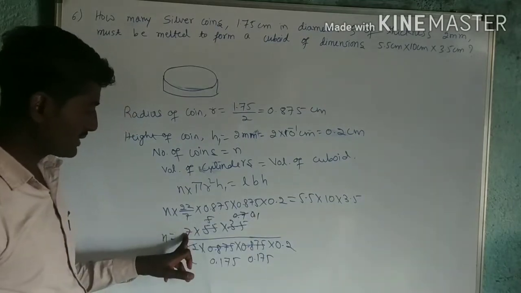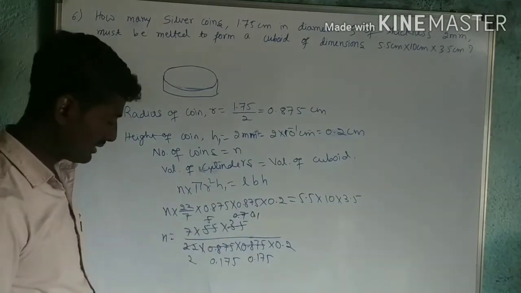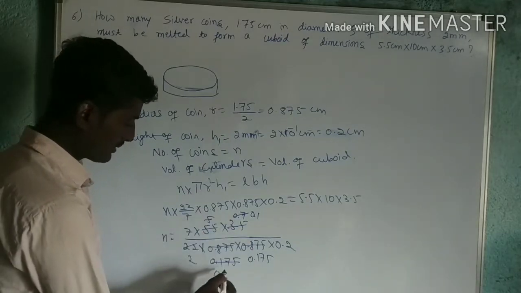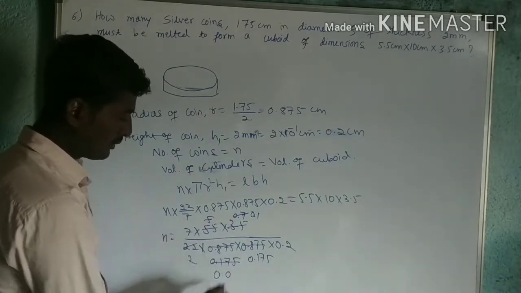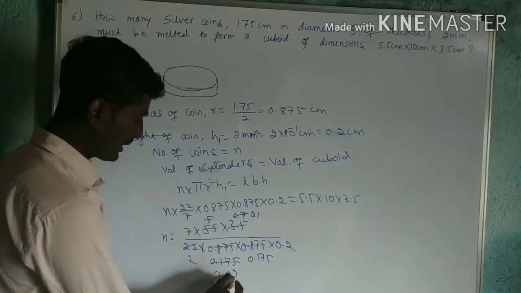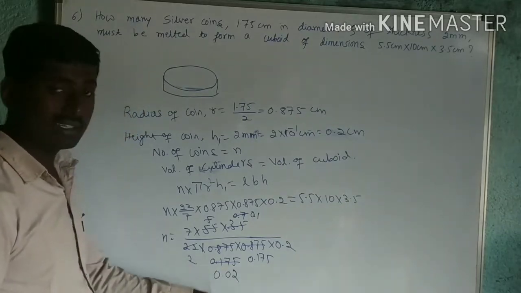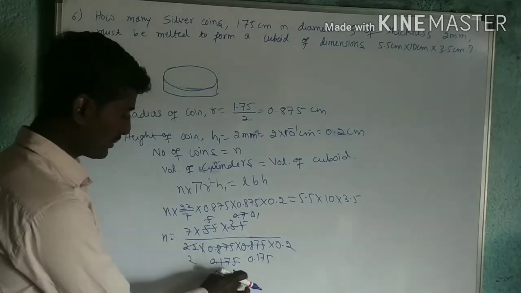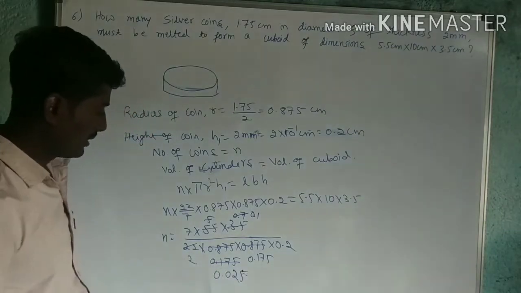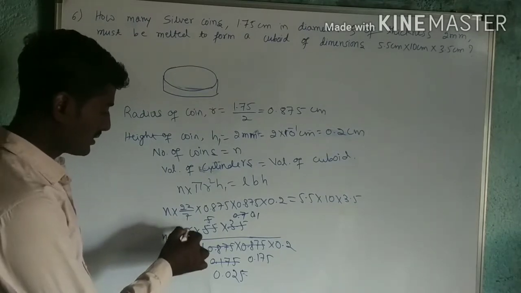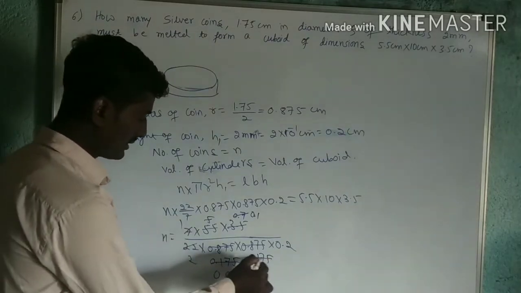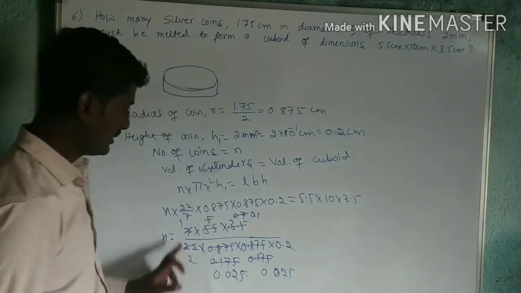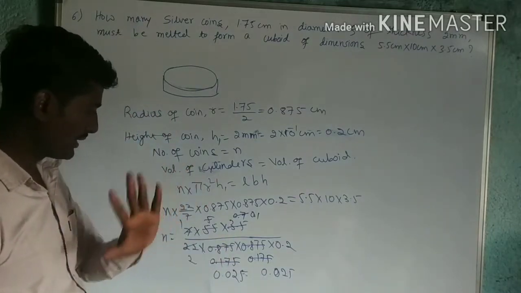So remaining is what? 7 into 0.1 remaining is there. So divided by 7, 0.0, 7 2s are 14, carries 3, 35, 7 5s are 35. So that is what? 0.25. Again I will divide it by 7, 7 1s are 7. So this I can write it as 0.025. Okay. So numerator only 1 is there.